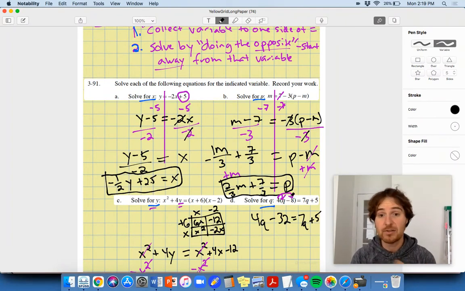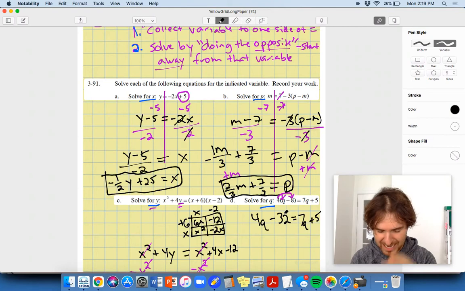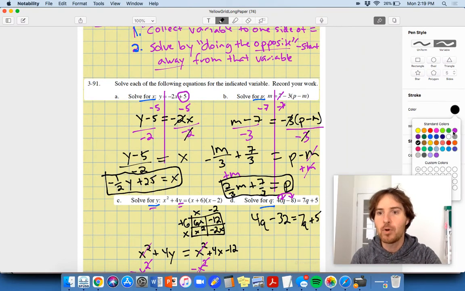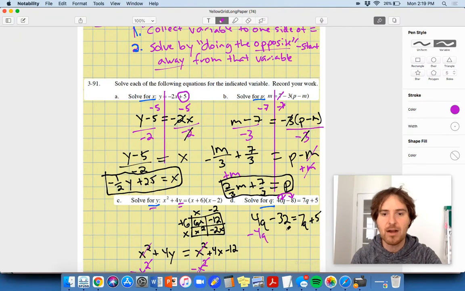So now collecting, so I distribute that there. It's going to make it easier for me to figure out how I can collect, because I'm going to collect on the side that has more q's on it, okay? That's going to keep my q's positive. So I have more q's over here, 7 q's. So what am I doing with this 4 q's? Well, I need to get rid of the 4 q's on this side so I can start isolating the q's on this side. So I subtract 4q from both sides. I'm going to collect all the q's to the right side here.